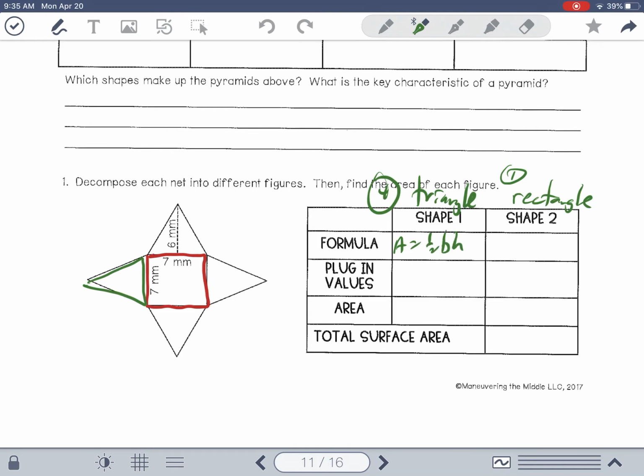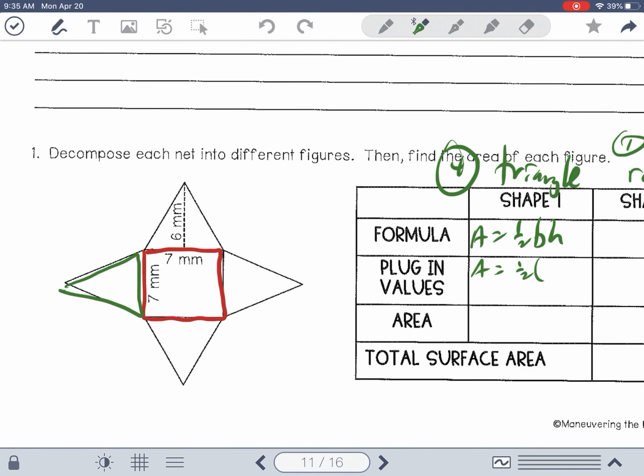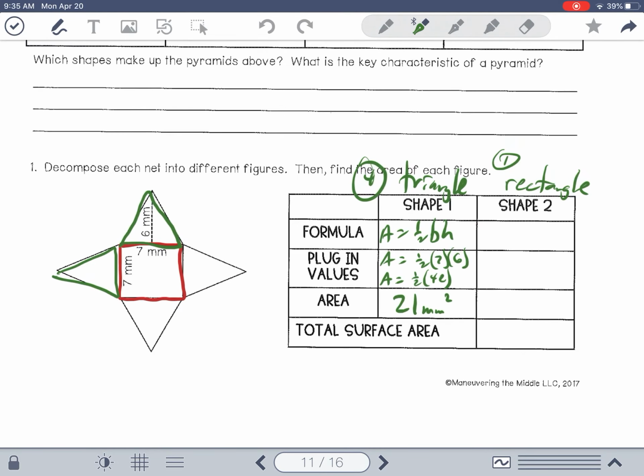Okay, the formula for a triangle area is 1/2 base times height. So the area would be 1/2 of, here's a triangle, base and height. Base is 7, height is 6. So the area is equal to half of 42. That gives me 21 each. This is each. Yes, I know I'm going very quickly, but you can walk through here again.